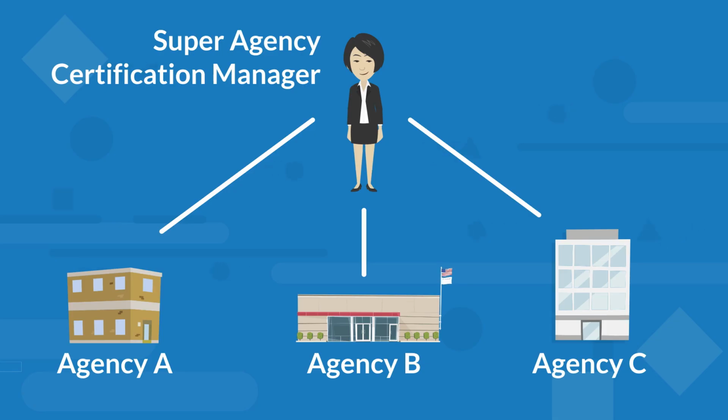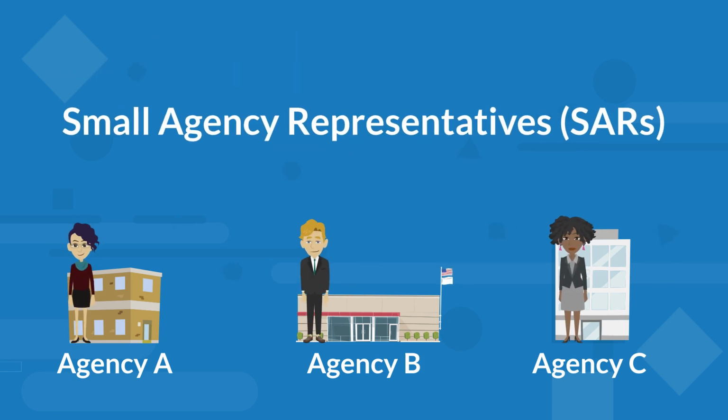OFPP determined it was better for each small agency to administer their own certification programs inside FAI CSOD, due to superagency certification manager turnover and their volunteer duties detracting from their agency-related obligations. Essentially, the superagency certification manager model is being replaced by individual small agency representatives, or SARs.